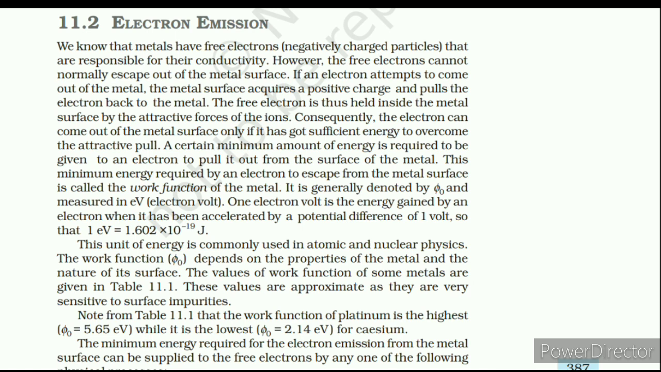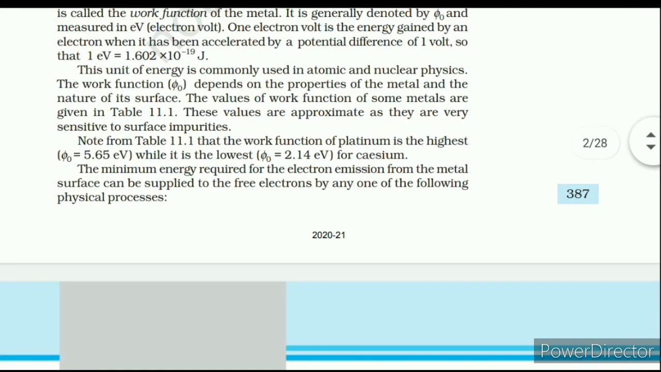Number 2, field emission. By applying a very strong electric field, of the order of 10^8 volt per meter, to a metal, electrons can be pulled out of the metal, as in a spark plug. Number 3, photoelectric emission. When light of suitable frequency illuminates a metal surface, electrons are emitted from the metal surface. These photo-generated electrons are called photoelectrons. 11.3, Photoelectric effect.